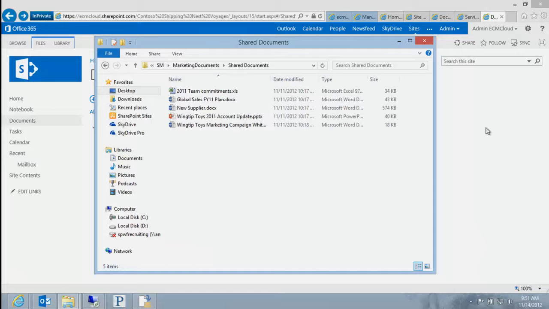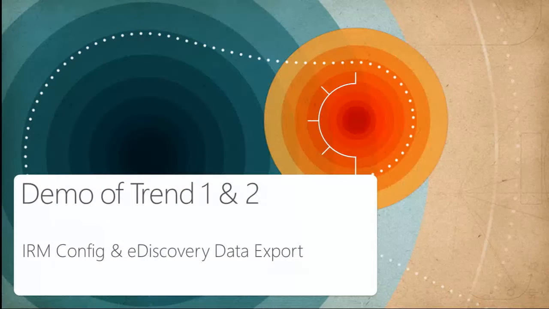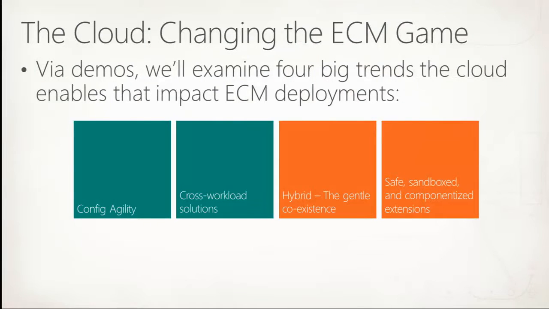So let me switch back to the PowerPoint and summarize what we just saw. Oops, wrong keyboard. We saw config agility, allowing you to prototype ECM solutions without having to make one bet on something that has to succeed. And then cross-workload solutions, which I think is a trend that we currently are embracing and will continue to embrace going forward. We'll continue to talk about the Office 365 suite. So the next two are hybrid and the app model. I don't think it'll be anybody's surprise that when we talk about the cloud, we're going to be talking about both of those. So let's go back into demo.